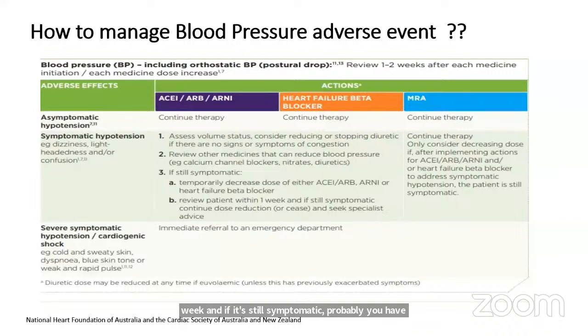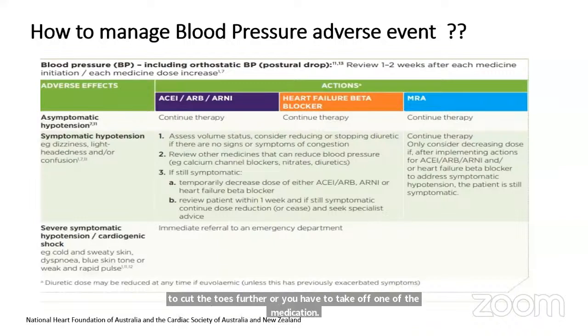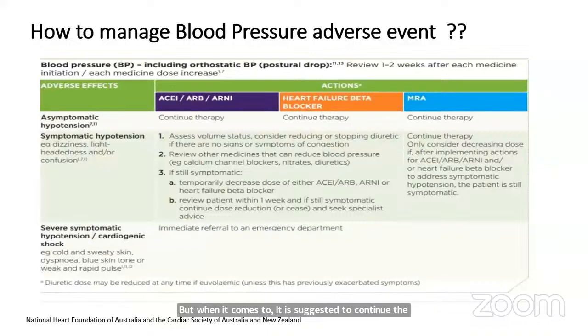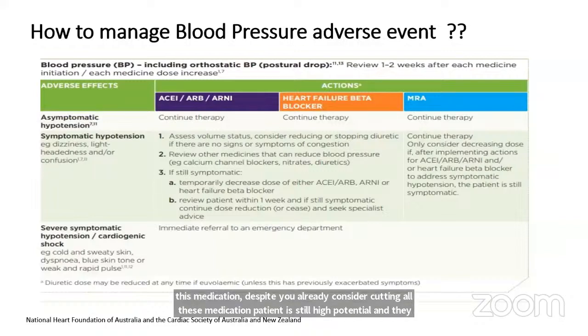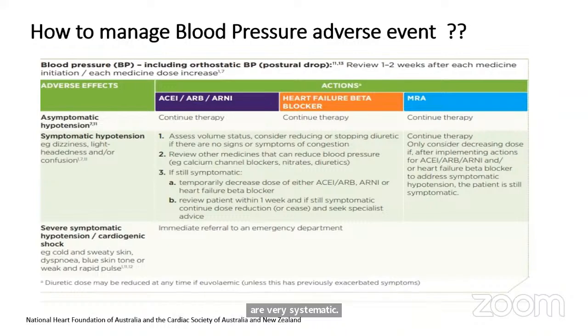And if it's still symptomatic, probably you have to cut the dose further or you have to take off one of the medications. But when it comes to MRA, it is suggested to continue the MRA because you will try to cut down or reduce the dose of the ACE, ARB, ARNI, and beta blocker. And you only will touch MRA when, despite you already considering cutting all these medications, the patient is still hypotensive and very symptomatic. Then you probably can cut down the MRA. I've actually given spironolactone of only 6.25 for some patients who really cannot tolerate any of this medication. And when it comes to cardiogenic shock, as you all know, no choice, you have to withhold everything and refer to a tertiary center.